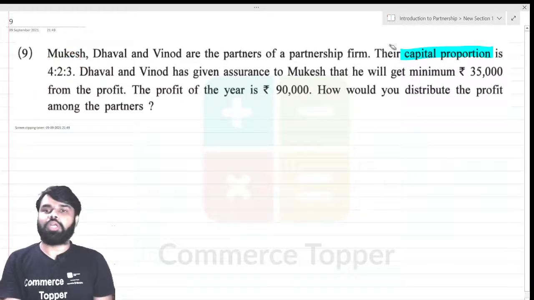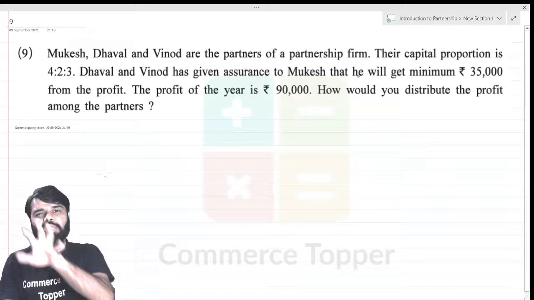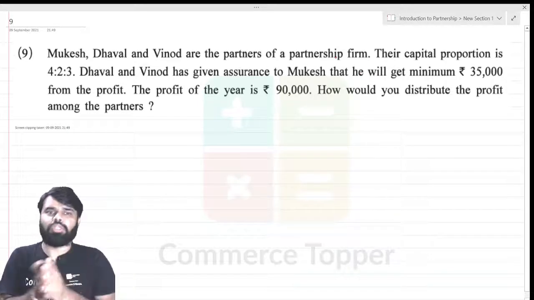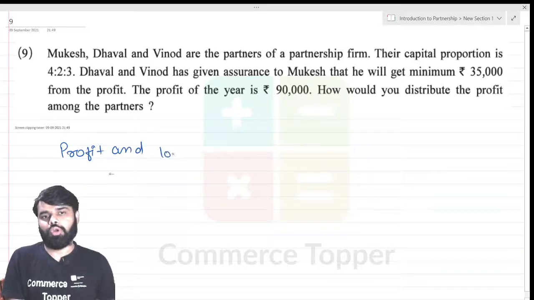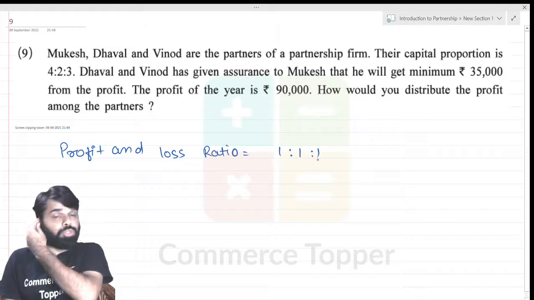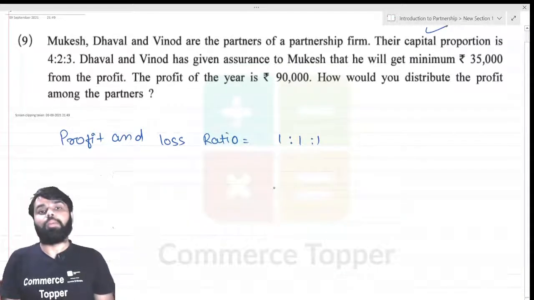Okay, so now Dhaval and Vinod have given assurance to Mukesh that he will get a minimum of 35,000 from the profit. The profit of the year is 90,000. Let's first of all check what Mukesh will get. Now here the profit and loss ratio will be 1:1:1. Sir, but it is 4:2:3. It is of no use because it is capital proportion. We are not about to deal with it.